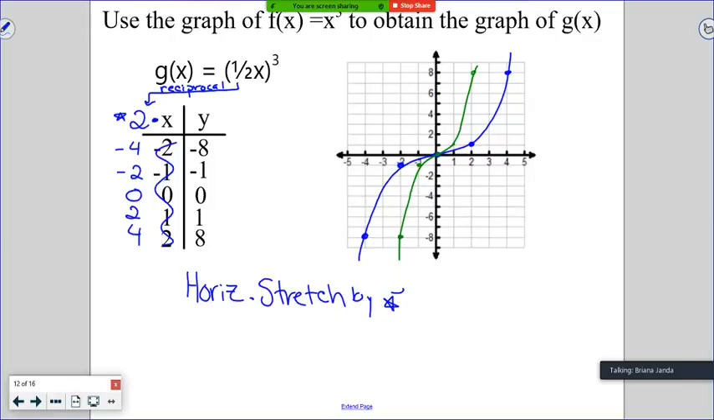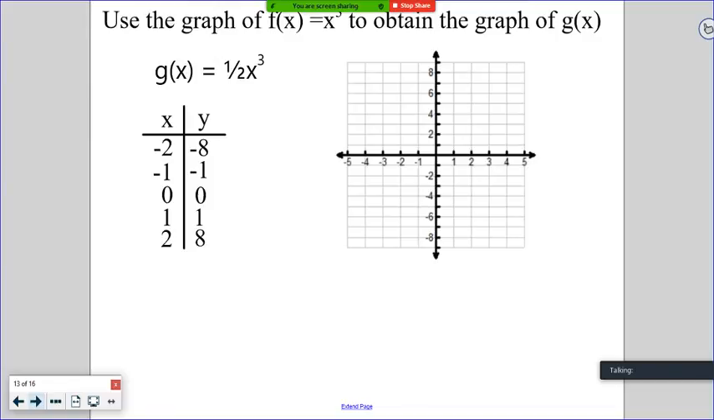All right, the last one you're going to try on your own. You had your y column, which is correct, but anything y goes up and down, so that should be vertical. There you go.